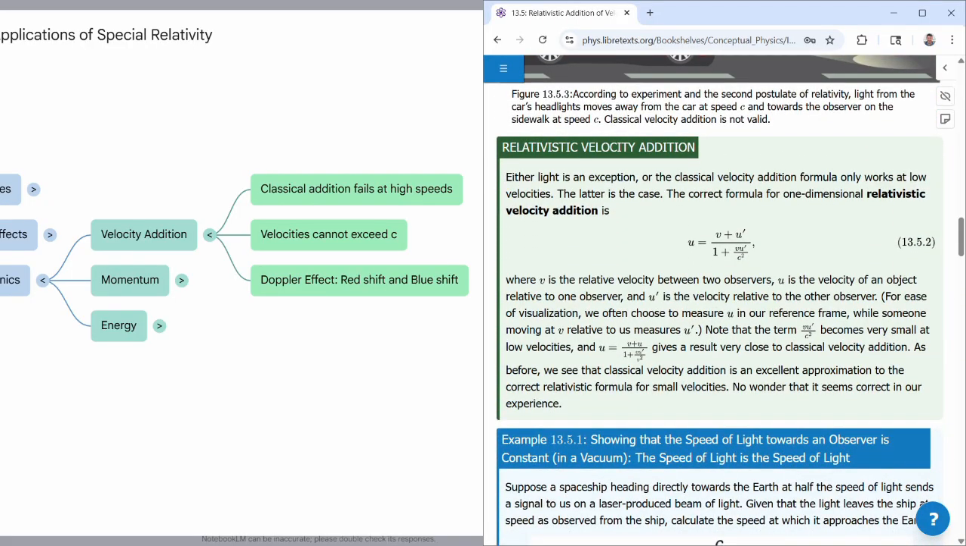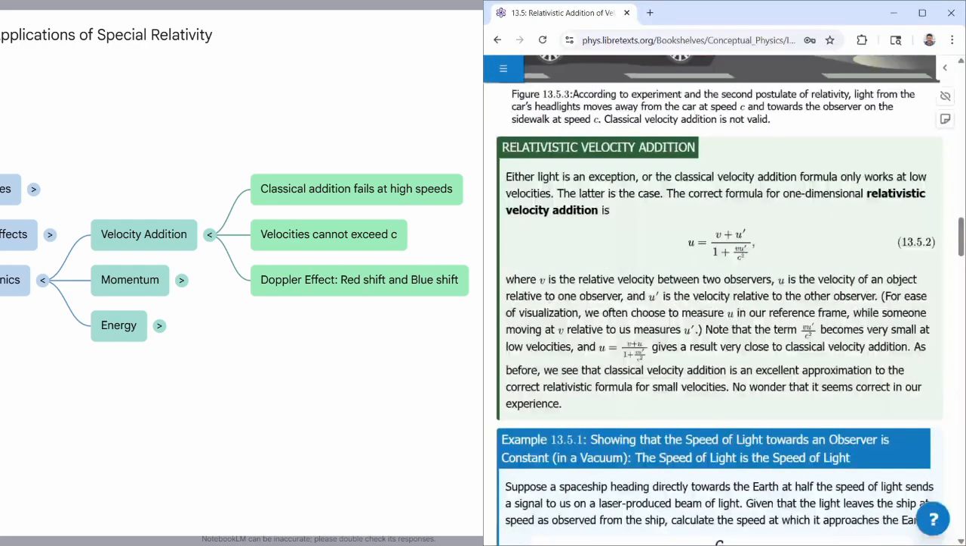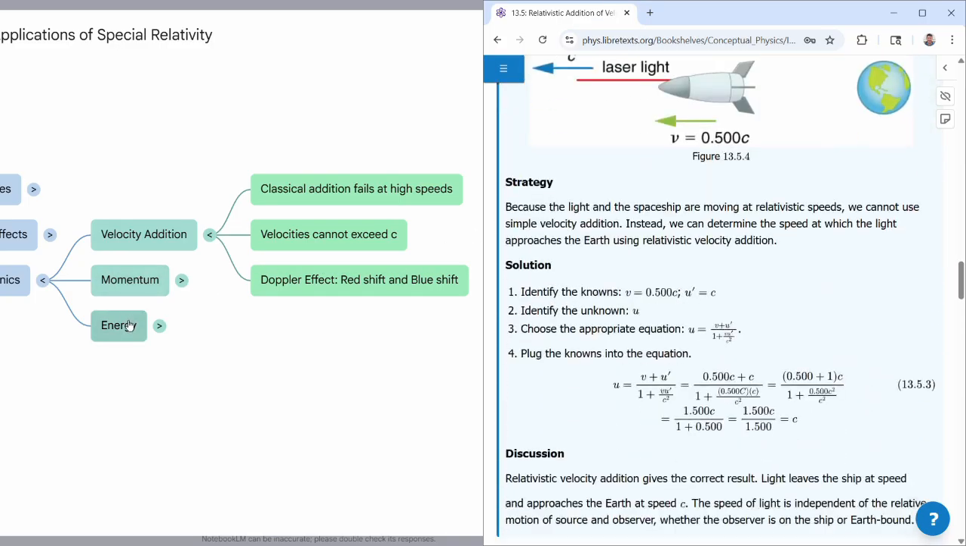You do have a homework question on it, but within the homework question itself, you will be given the relativistic velocity addition formula. It's just a number sense question. And now about momentum and energy.